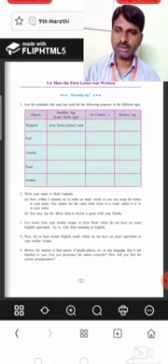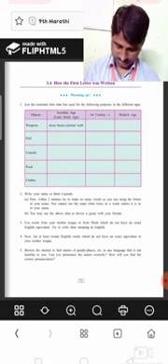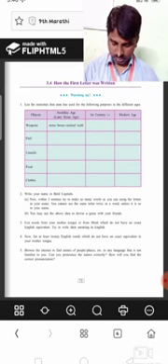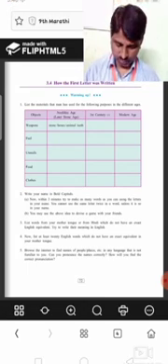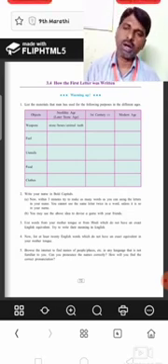Now next, one simple activity is given that you have to do. You have to write within 3 minutes. Try to make as many words as you can using the letters in your name.